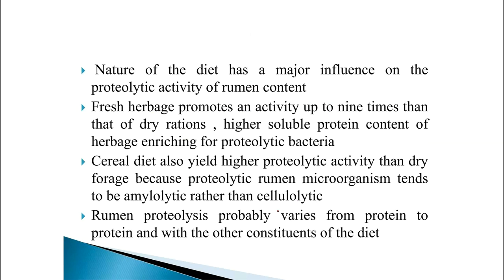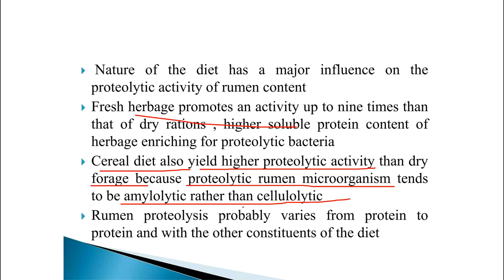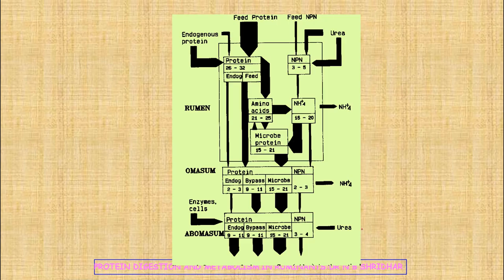Then the nature of the diet has a major influence on the proteolytic enzymes of the rumen content, and fresh herbage promotes the activity up to 9 times that of dry rations. And a cereal diet yields higher proteolytic activity than dry forage because the proteolytic rumen microorganisms tend to be amylolytic rather than cellulolytic. So rumen proteolysis probably varies from protein to protein, with other constituents of the diet.